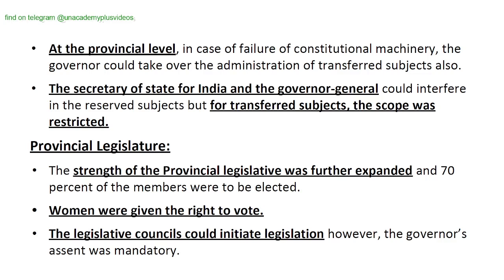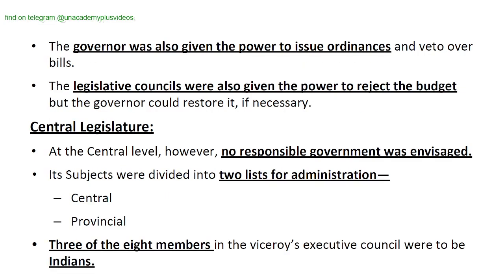Provincial legislature. The strength of the provincial legislature was further expanded, and 70% of the members were to be elected. Women were given the right to vote. The legislative councils could initiate legislation; however, the governor's assent was mandatory. The governor was also given the power to issue ordinances and veto over bills. The legislative councils were also given the power to reject the budget, but the governor could restore it if necessary.